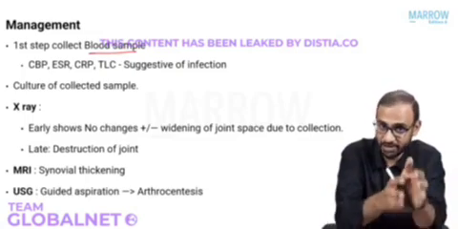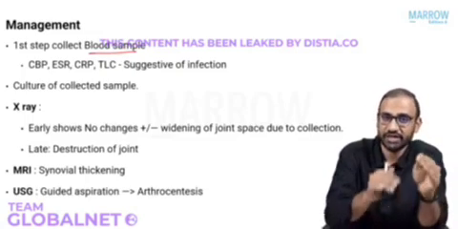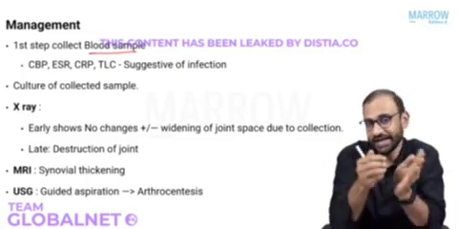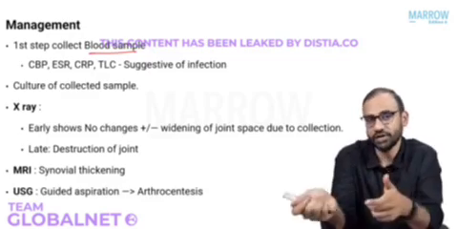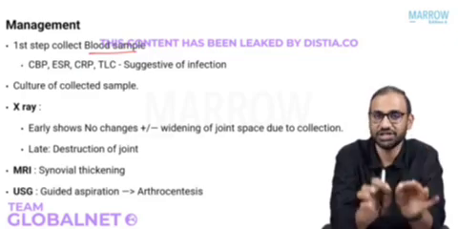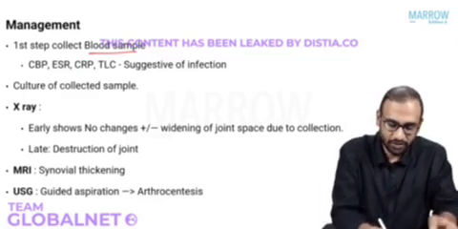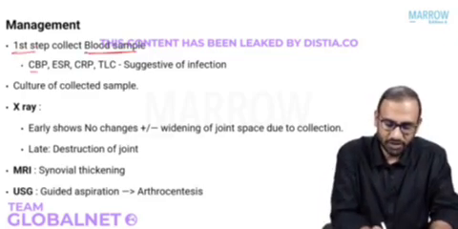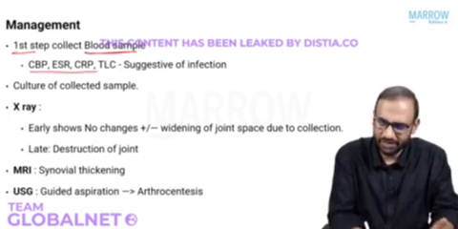Please remember, it's an emergency. All of these are just theoretical. It's a clinical diagnosis. You have to go in and get the contents of the joint out so that it stops the destruction of the joint, because pus is dangerous for the joint. So the first step is to collect the blood sample, do CBC, ESR, CRP, and you will find elevated WBCs.